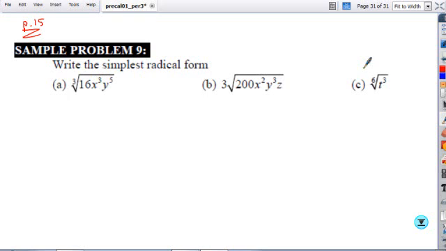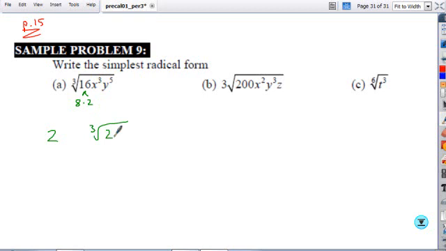Okay, so if we look at this first number, the cube root of 16, are there any perfect cubes that are factors of 16? 16 is 8 times 2. 8 is a perfect cube. So what does the cube root of 8 simplify to? A base of 2. So that comes out as a 2. And notice this factor of 2 is going to stay inside our radical.